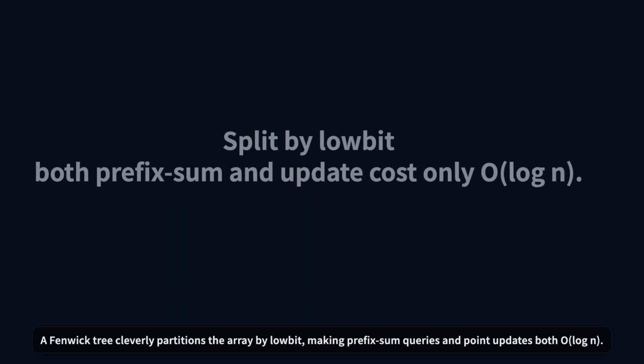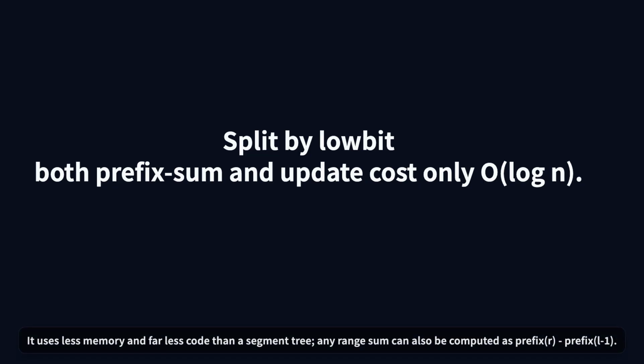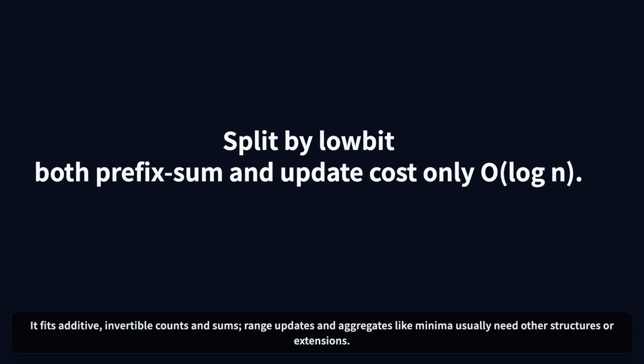The Fenwick tree cleverly partitions the array by lowbit, making prefix-sum queries and point updates both O(log n). It uses less memory and far less code than a segment tree. Any range sum can also be computed as prefix(r) minus prefix(l minus 1). It fits additive, invertible counts and sums. Range updates and aggregates, like minima, usually need other structures or extensions.